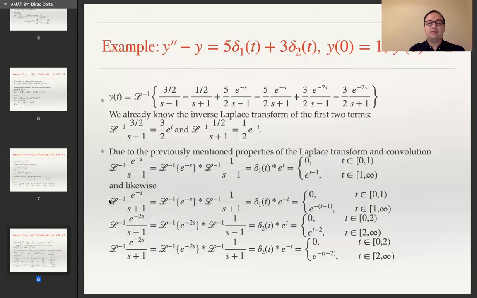In the same manner, we can compute the inverse Laplace transforms of the other two fractions, e to the minus s over s plus 1 and e to the minus 2s over s minus 1. In both cases, we get an exponential function on the interval 0 to infinity moved to the right by 1 or by 2, depending on whether we take the convolution with the Dirac delta at 1 or the Dirac delta at 2.